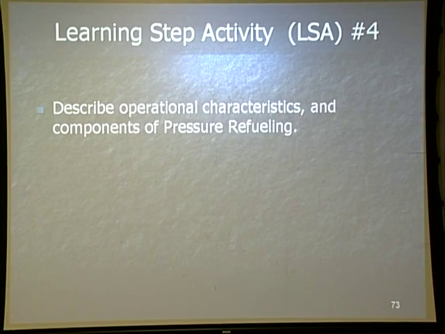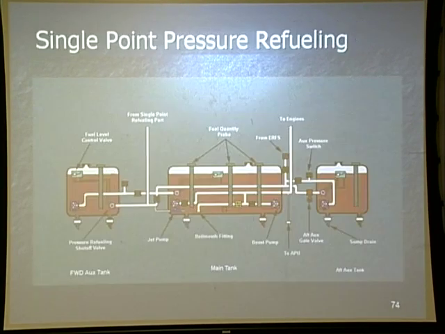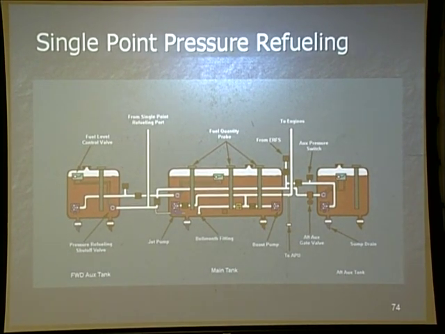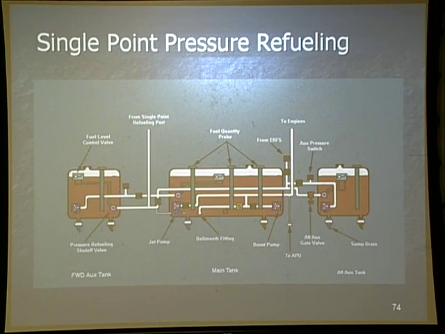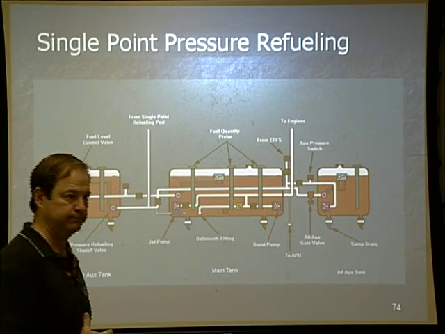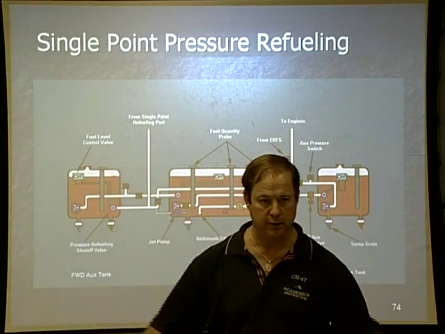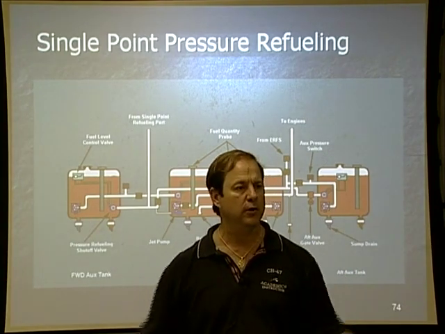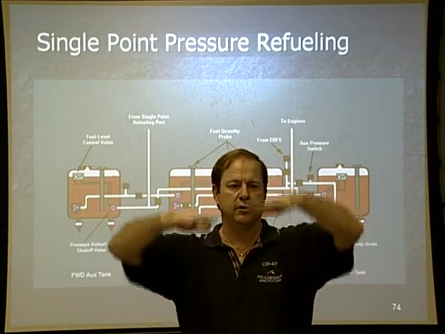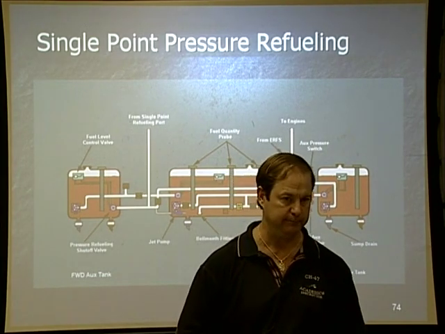Describe the operational characteristics and components of pressure refueling. Here we go, gentlemen. When we look at the tanks, again, we can single point refuel all 6 tanks simultaneously. And we already talked about the phenomenon where if the aux tanks are empty, the main tank still has fuel, the aux tanks will catch up to the main tanks and then they'll all come up fairly evenly.